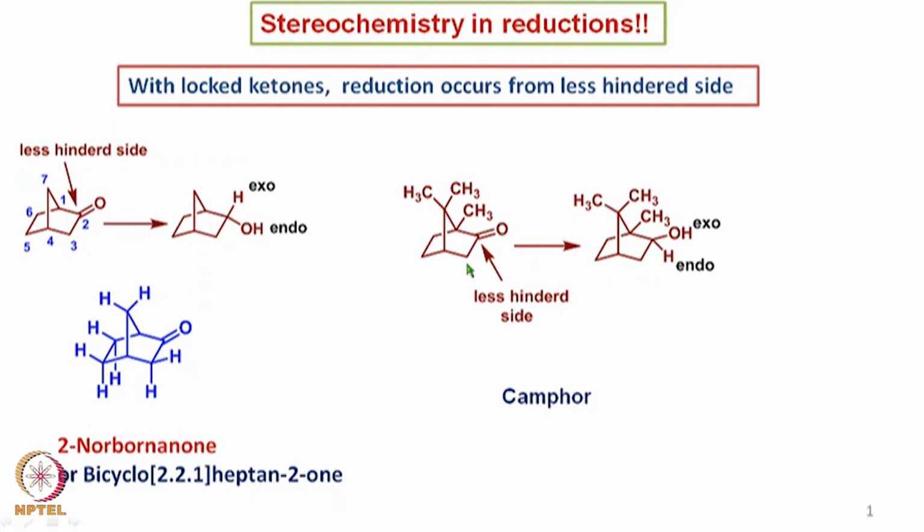On the other hand, the endo side has only the 3 hydrogens which were present in the case of 2-norbornanone. But because of the closeness of the methyl groups to the carbonyl group, the exo side is sterically more hindered, and therefore the reducing agent approaches the carbonyl group from the less hindered endo side, resulting in an exo alcohol. So basically, in locked cases where there is no possibility of any conformation change, the reduction always occurs from the less hindered side.